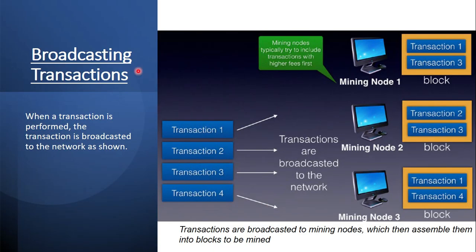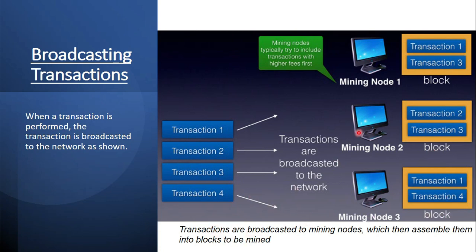When a transaction is performed, the transaction is broadcast to the network. Like this is transaction 1, 2, 3, 4, and it is being broadcast to the network. And here these are the mining nodes. Mining nodes typically try to include the transactions with the highest fee first. Now this mining node will take transactions 1 and 3, this mining node will take 2 and 3, and this mining node will take 1 and 4, right?